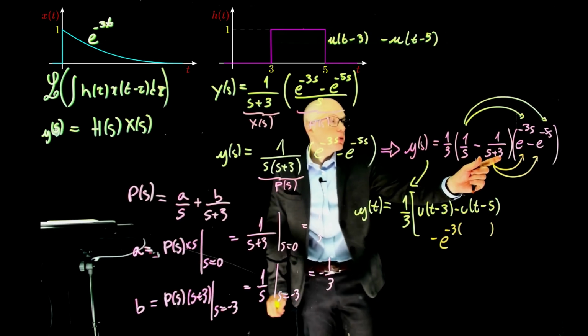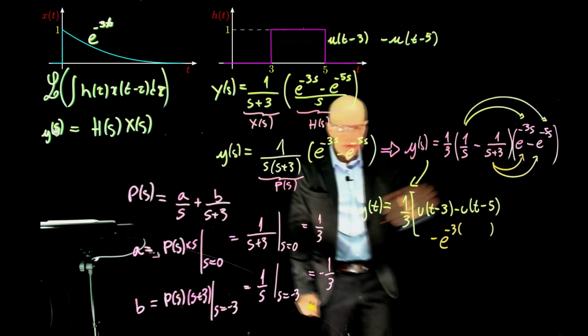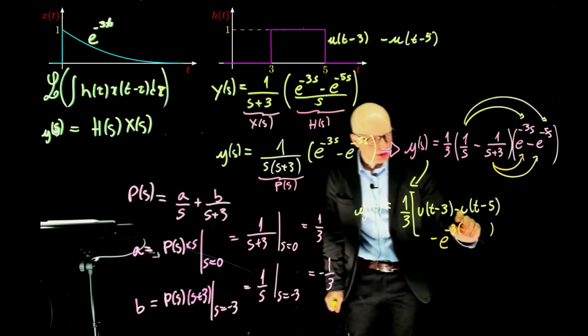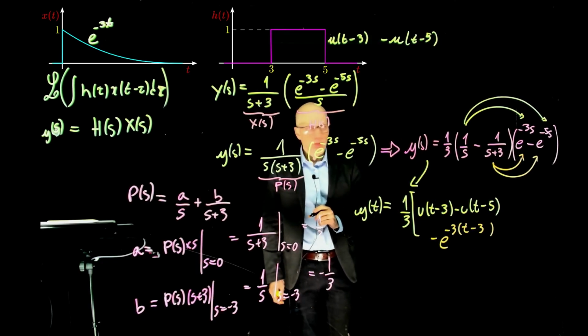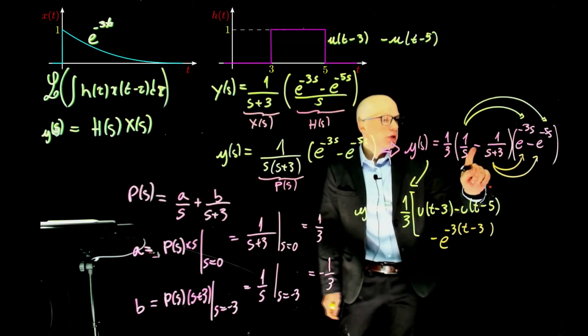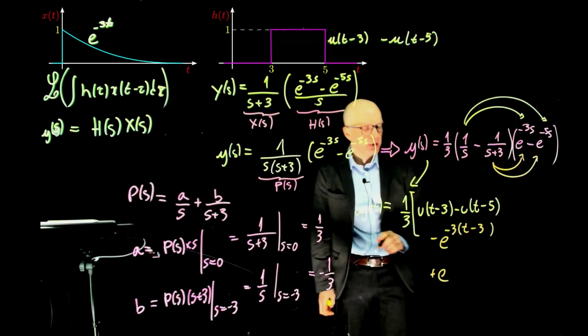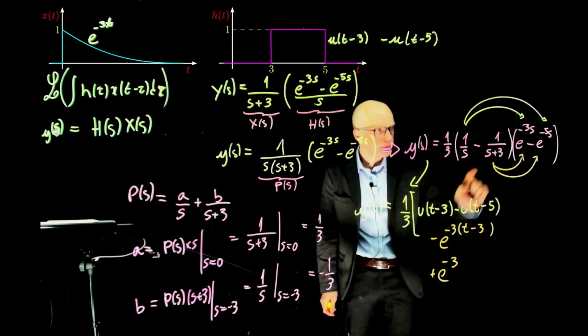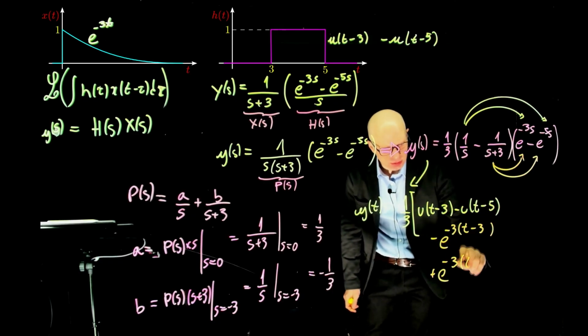But now this is multiplied by this time delay. And this time delay adds negative 3 seconds to time. So time that was t now becomes t minus 3. And plus the other term, so negative times negative, positive exponential of negative 3t, but now t is time shifted by 5 seconds, t minus 5.